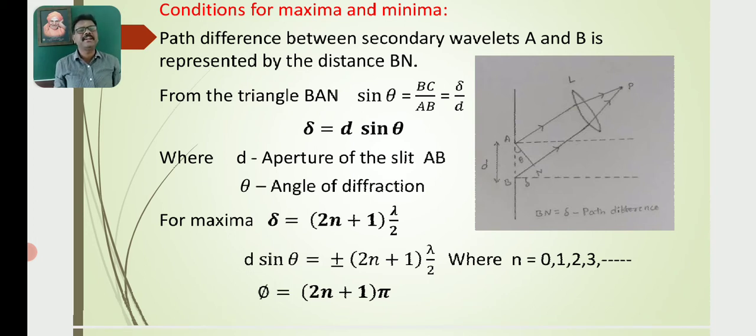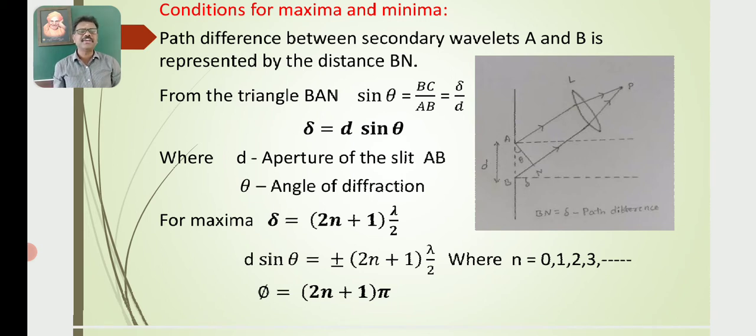BN is equal to delta, which is the path difference. The path difference between the secondary wavelets from A and B is represented by the distance BN. From the triangle ABN, sin theta is equal to BN by AB, which is equal to delta by D. So delta is equal to D sin theta, where D is the aperture of the slit AB and theta is the angle of diffraction.